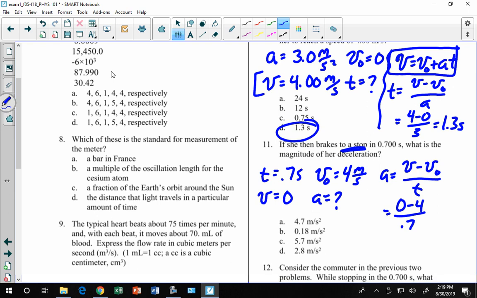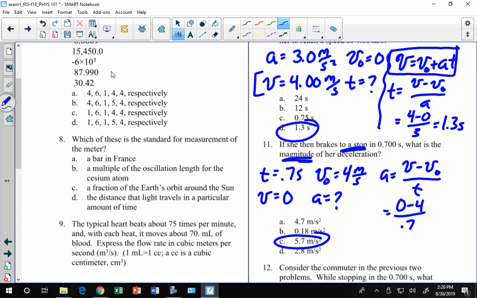What is that, 5.7 or so? Yeah, 5.7 meters per second squared. And it's not negative because I'm just asking for the magnitude, not for the actual deceleration. Okay?